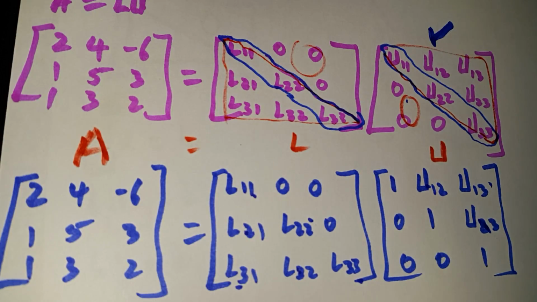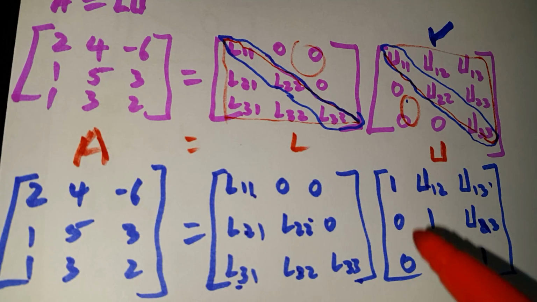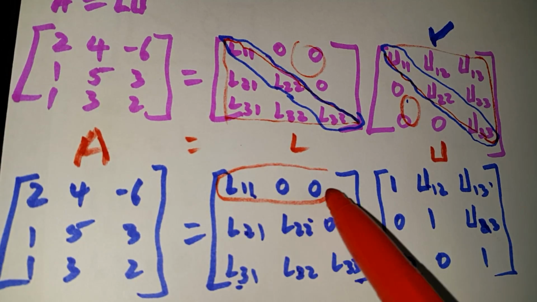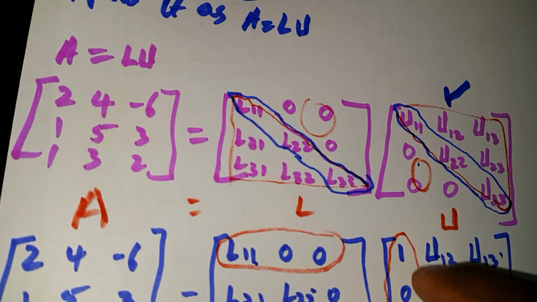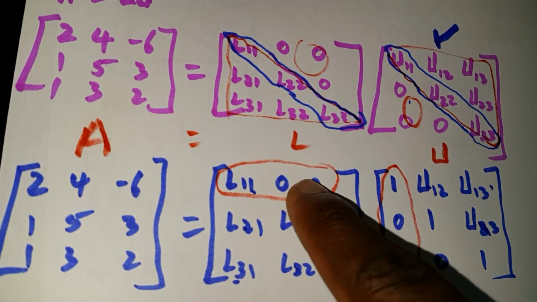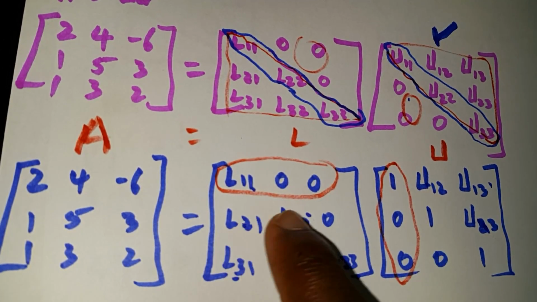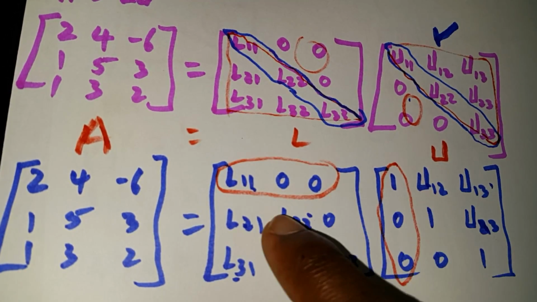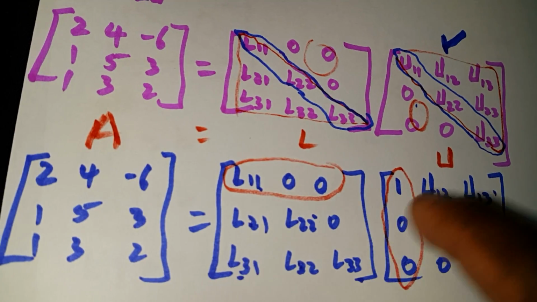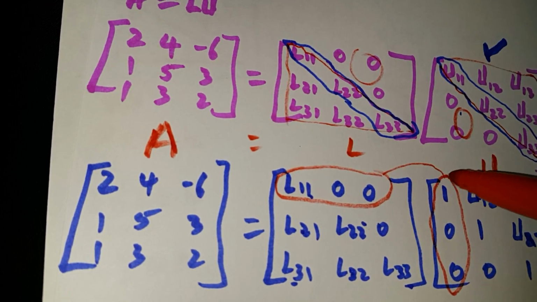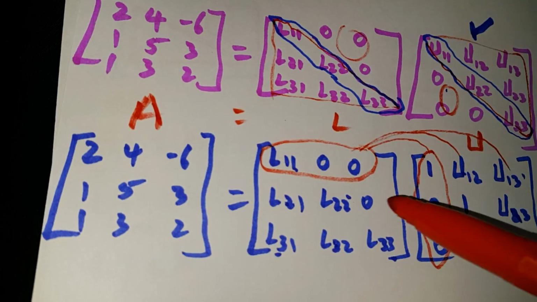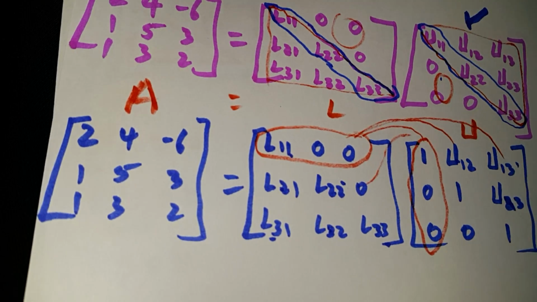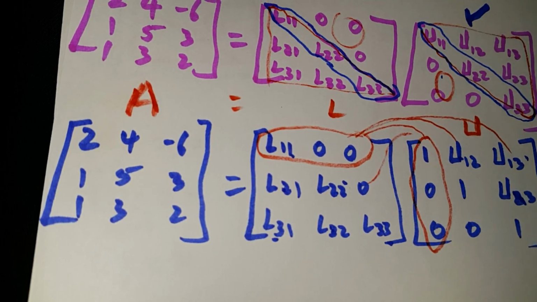Okay, now let's multiply. In matrix, you know how multiplications are done. We multiply the top row with these columns. Multiply this with this, this with this, this and this. Then the second row with this, the same with this, the same with this. Then the third row like this. This is how we do multiplication in matrix.